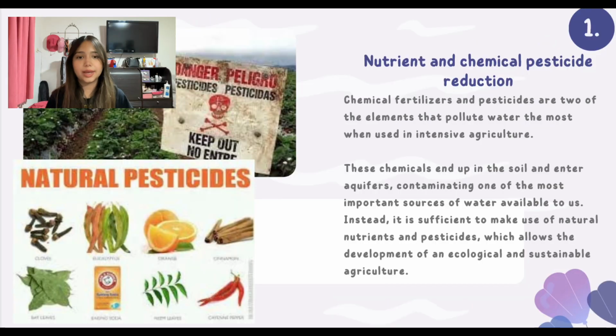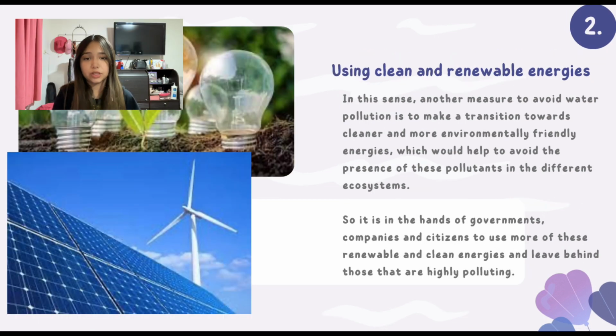First, we have the nutrient and chemical pesticides reduction. Chemical fertilizers and pesticides are two of the elements that pollute water the most when used in intensive agriculture. These chemicals end up in the soil and enter aquifers, contaminating one of the most important sources of water available to us. Instead, it is sufficient to make use of natural nutrients and pesticides, which allows the development of an ecological and sustainable agriculture.